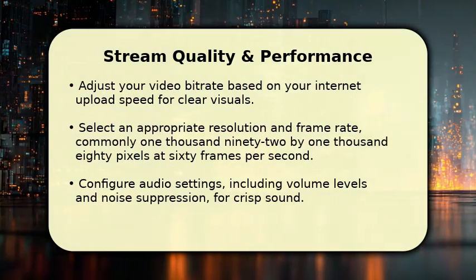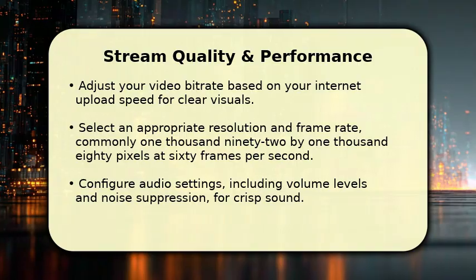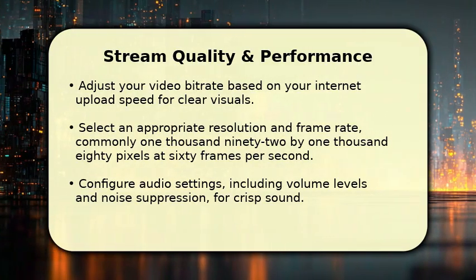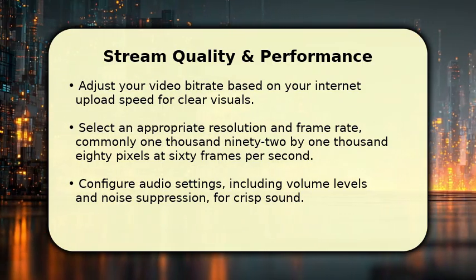Now let's optimize your stream quality. Your video bitrate is crucial. For a high-definition stream, aim for 3,000 to 6,000 kilobits per second, depending on your internet upload speed.